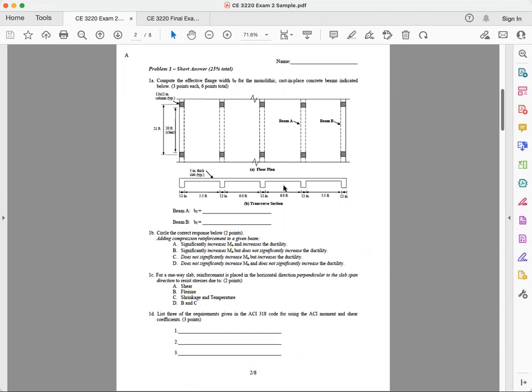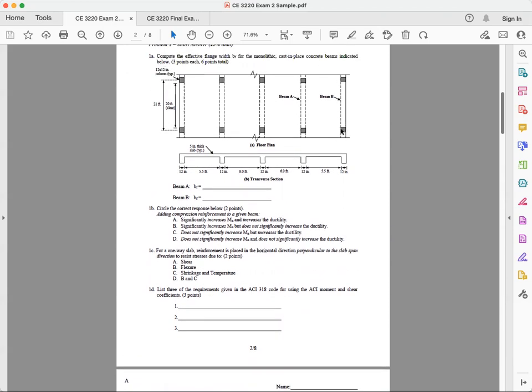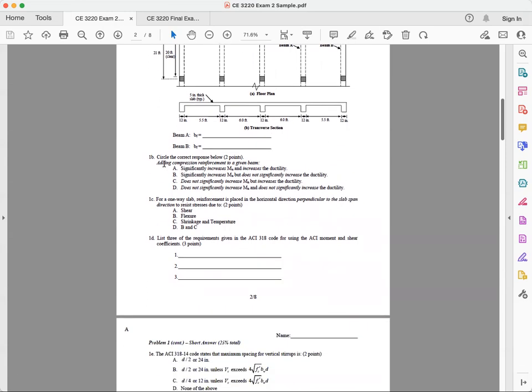But just out of curiosity, you should know that this is testing the BEFF, the effective flange width. For a midspan T-beam, there's one equation, and for the end L shape, there's another equation. So there are two equations, A and B. A is right here, B is right here. Next one, circle the correct response below. Adding compressive reinforcement, we tested this in the first exam. This significantly increases the ductility.